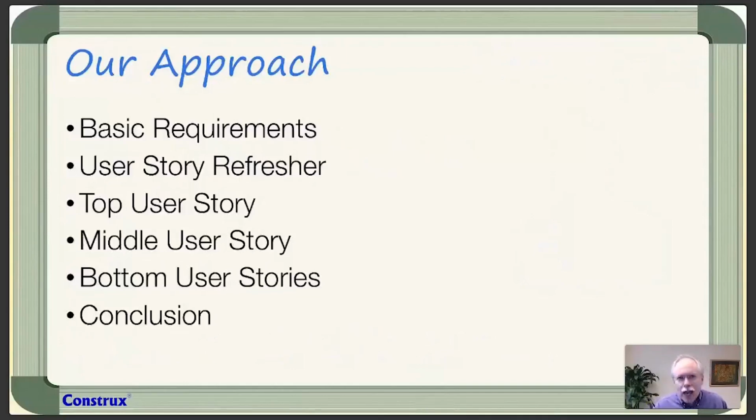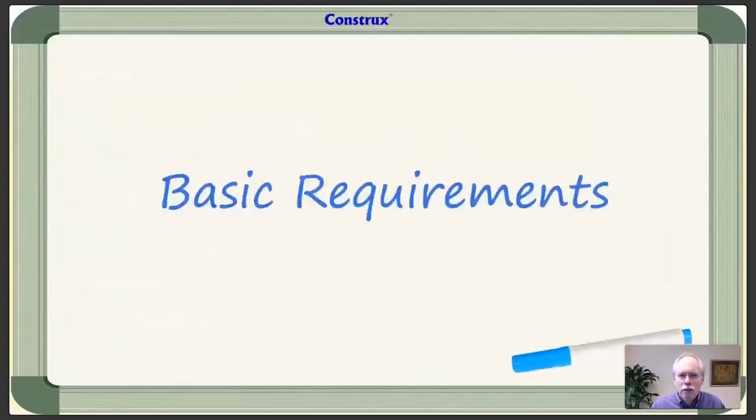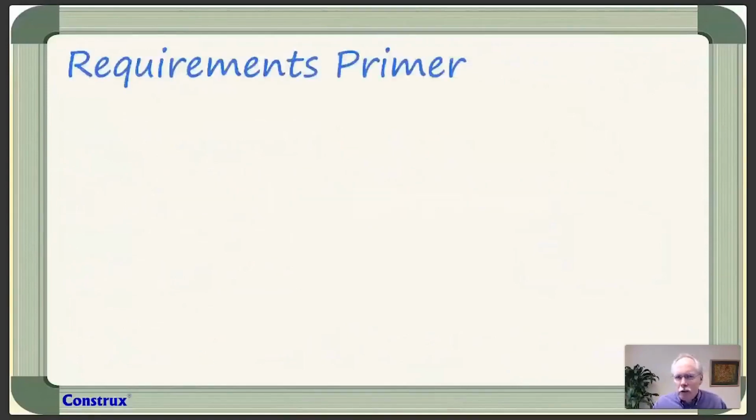So let's take a look at some basic user requirements. What do my basic requirements look like? Here's a little primer. When you think about requirements, you really need to think about people trying to do something, people trying to achieve something, and they're using your product, the thing that you're building, whether it's a whole product or just a component, to solve what they want to do.